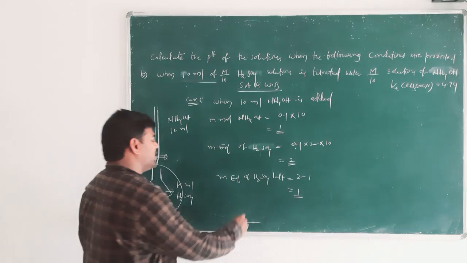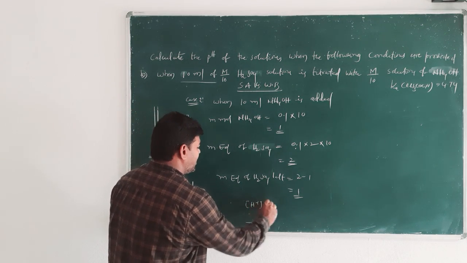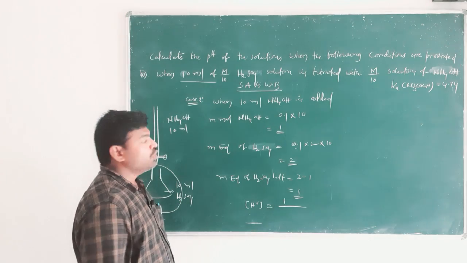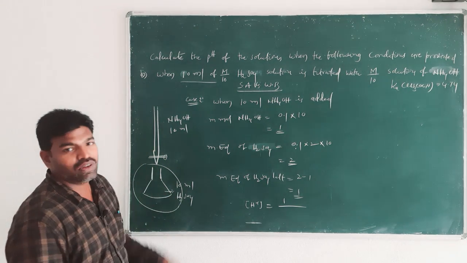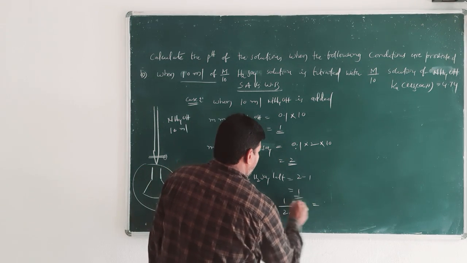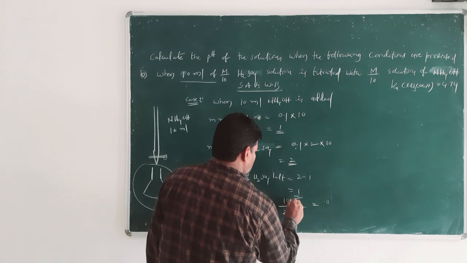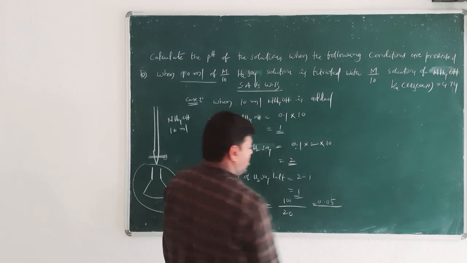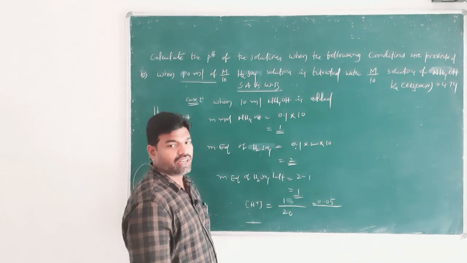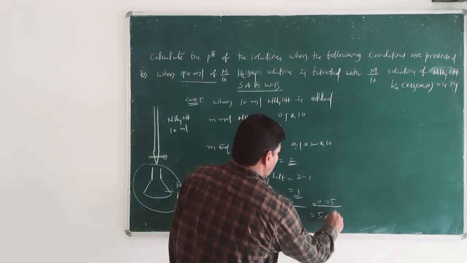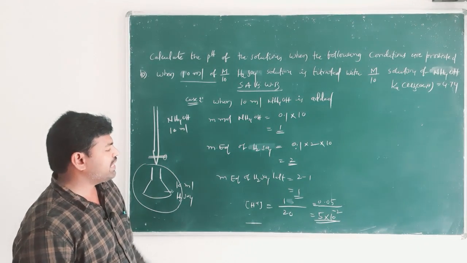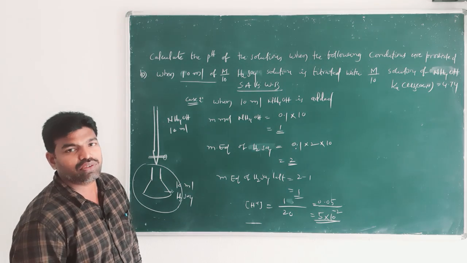How can we calculate the concentration of H plus ions? We calculate it by dividing the 1 milliequivalent by the total volume. The total volume is 10 plus 10, 20, so 1 by 20, which gives 0.05. We can write it as 5 into 10 power minus 2. So, the concentration of H plus ions is equal to 5 into 10 power minus 2.